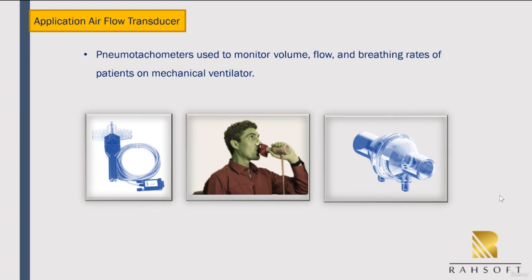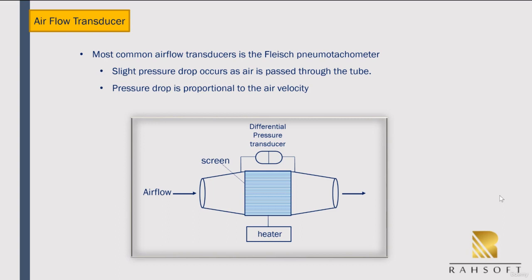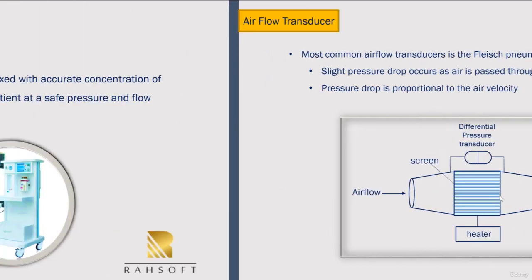The next example that we'll be discussing is airflow transducers. Pneumotachometers are used to monitor volume, flow, and breathing rates of patients on mechanical ventilators, as shown below. They work by creating slight pressure drops as air is passed through the tube, and the pressure drop is proportional to the air velocity. The most common type of airflow transducer is the Fleisch pneumotachometer.